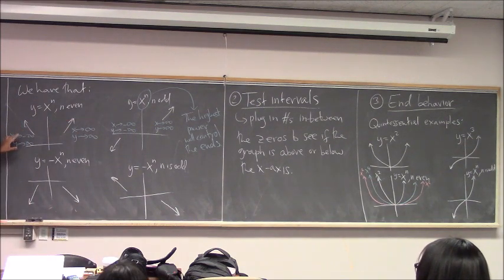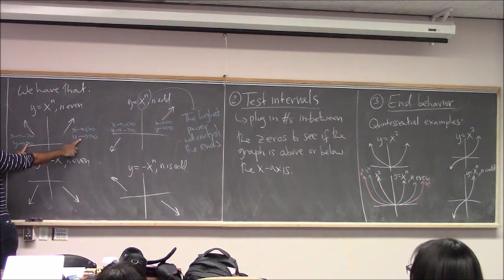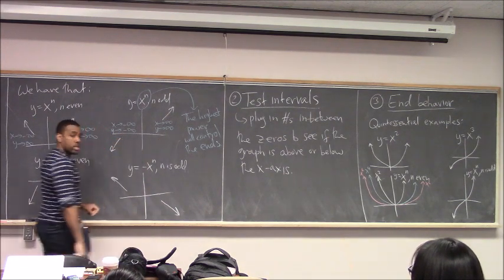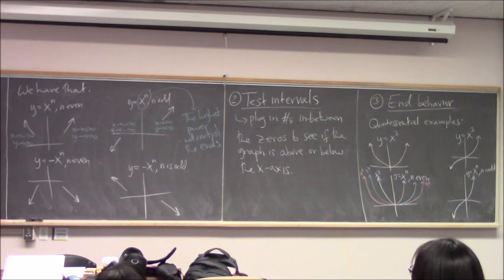Right? So that's the difference between evens and odds. The even powers always stay positive in the y, whereas the odd power is going to switch on you once your input switches signs. So that's called end behavior. That's the idea.